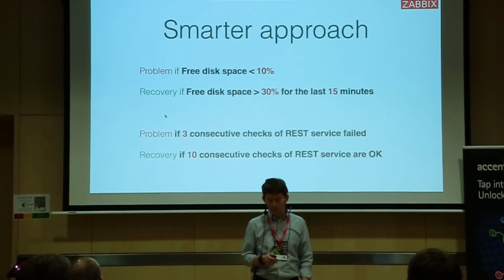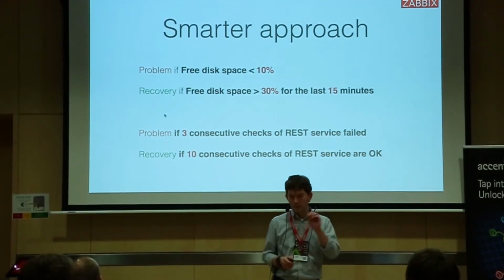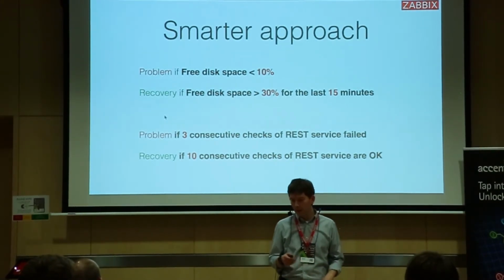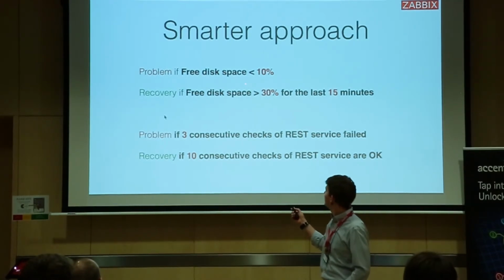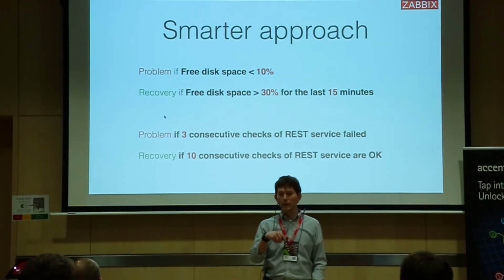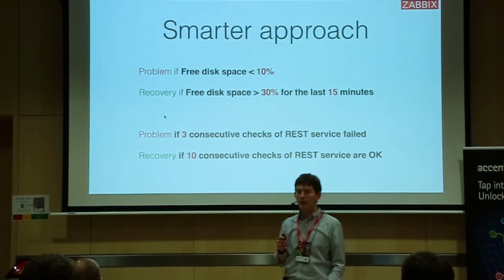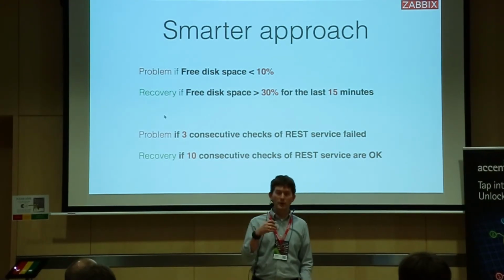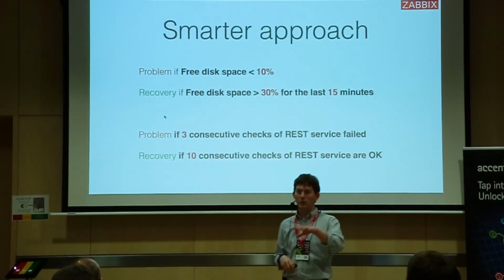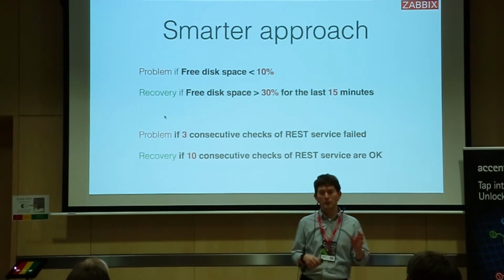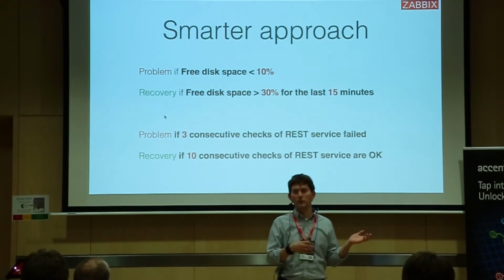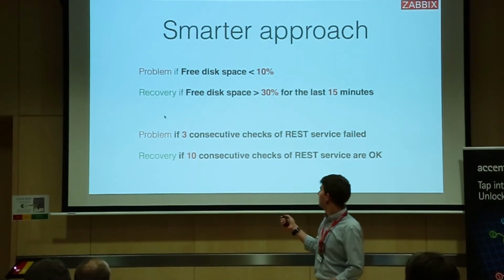And the smarter approach would be to combine different conditions for problem and recovery states with the analysis of historical data. So we may do conditions like this. If free disk space is less than 10%, there is a problem. But we would like to recover only if we have more than 30% of free disk space for the last 15 minutes. Only in this case are we absolutely confident that someone, a sysadmin or DevOps guys, went to our server, removed some huge files or maybe extended the file system, and now we may go and sleep well, because we're absolutely sure that this problem is resolved.